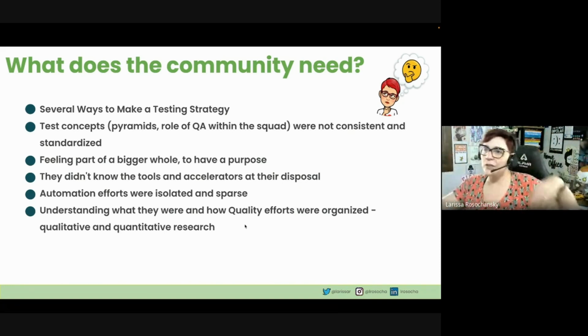So I started to see all of this, and I tried to understand where they were and how the quality efforts were organized. That's why I did the research. And then I got a really good feel for what the community needed.